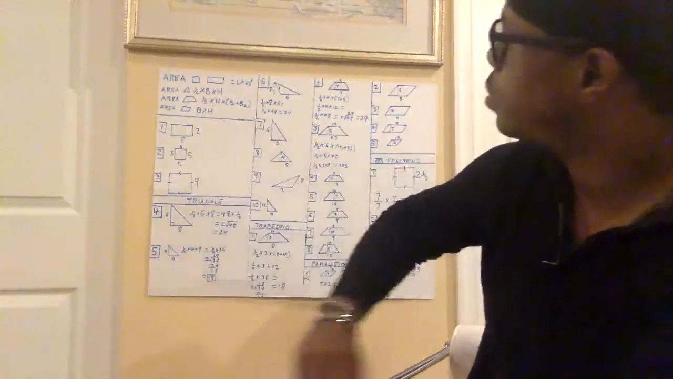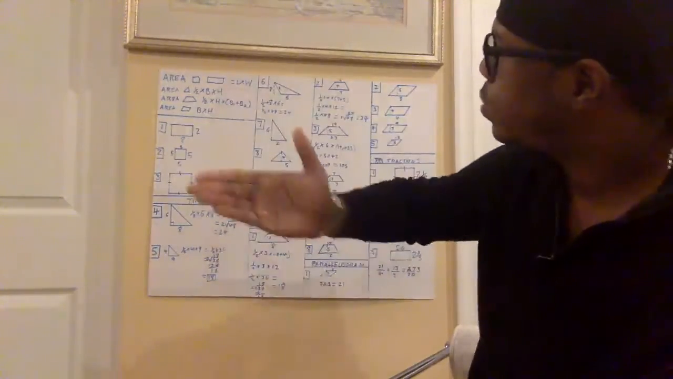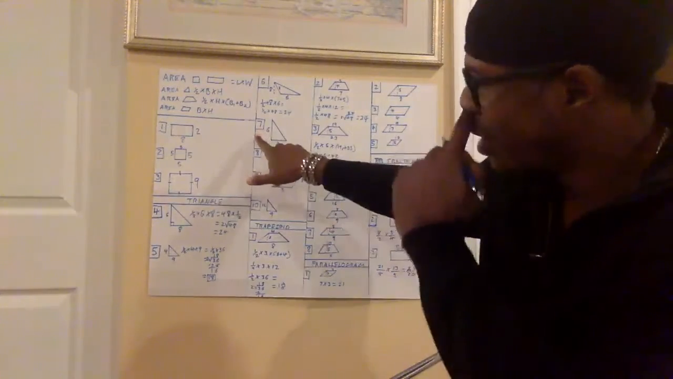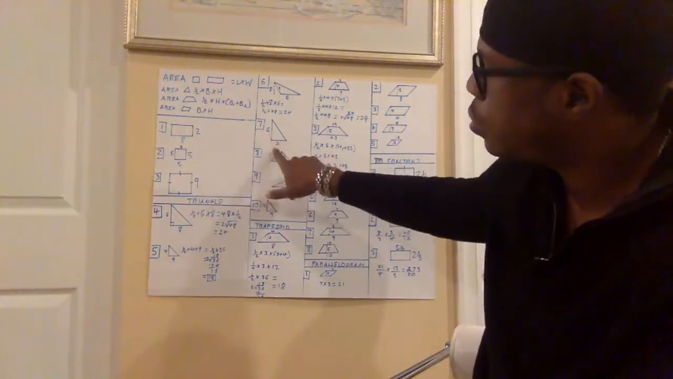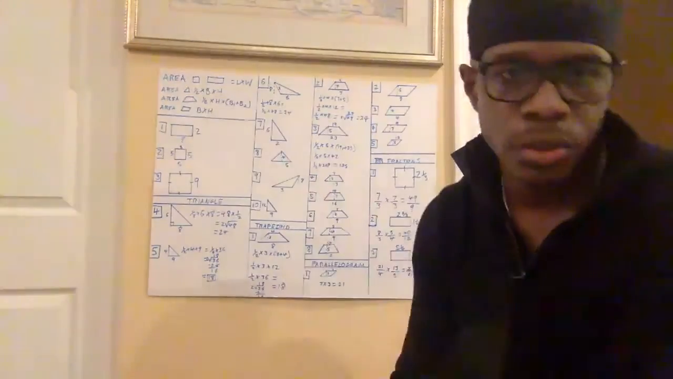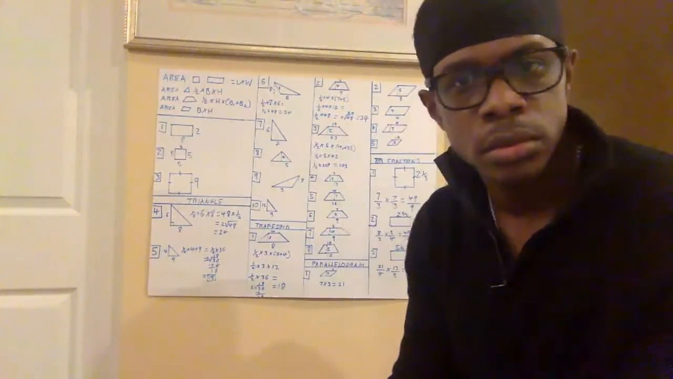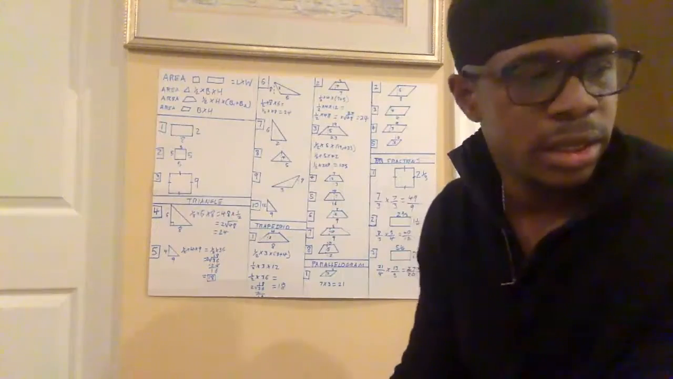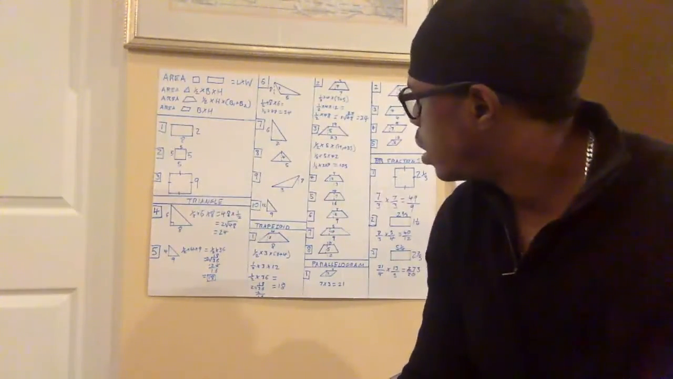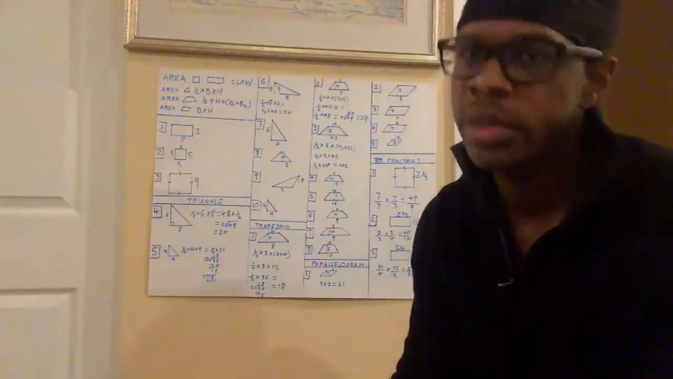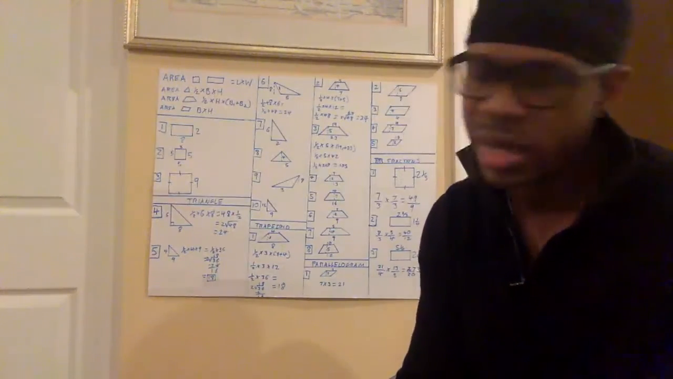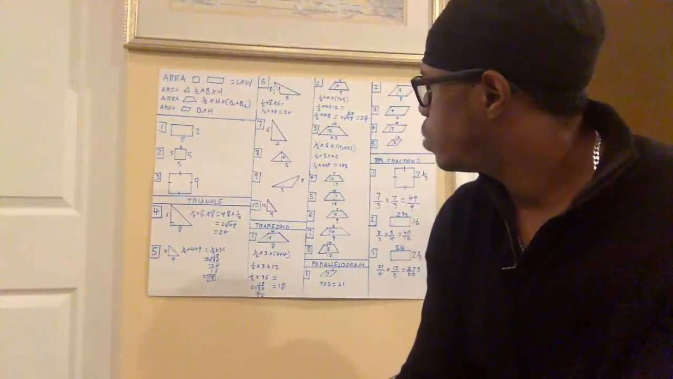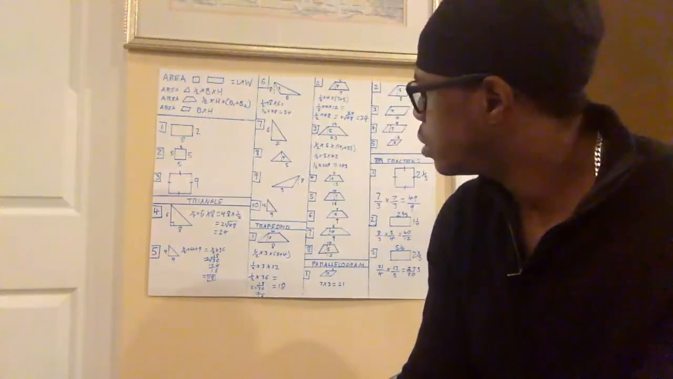For number 7, again, it's going to be a half times base times height. So we have a half times 6 times 2. Half of 6 is 3. 3 times 2 is 6. So the area for number 7 is 6. Number 8, we have the base of 5 and the height of 4. Half of 4 is 2. 2 times 5 is going to give you 10. The area for that triangle is 10.